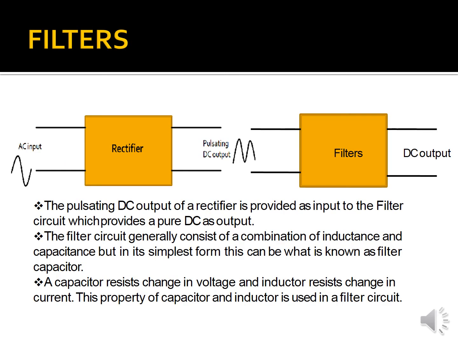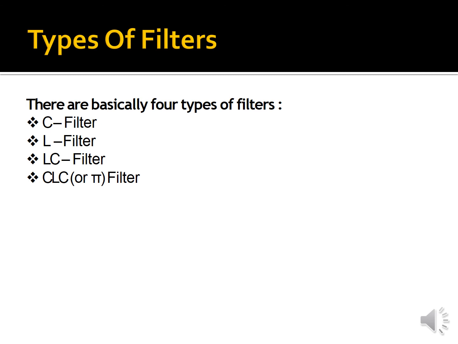The pulsating DC output of this rectifier is given as input to the filter. First, the AC input is given to the rectifier, which converts it to DC, and this DC output is given to the filter. The filter may contain a combination of inductance and capacitance, but in the simplest form we can write it as a capacitor. The capacitor resists change in voltage and the inductor resists change in current, so this property is used as a filtering circuit. There are basically 4 types of filters: C filter, L filter, LC filter, and CLC filter.